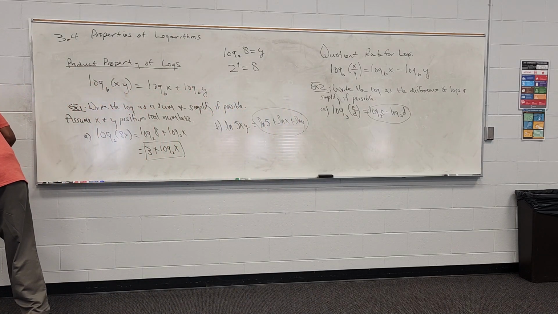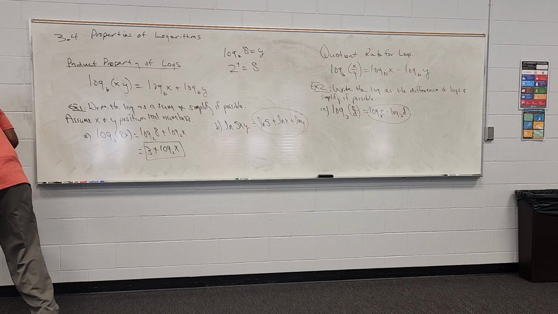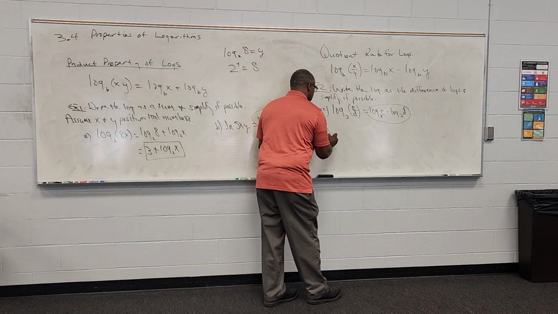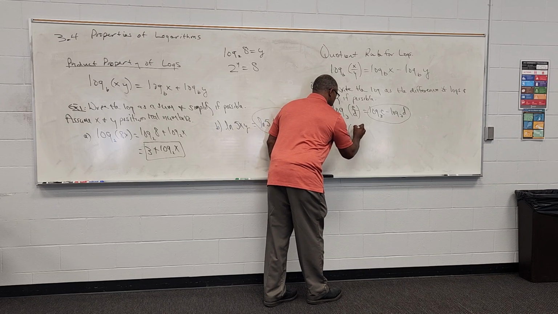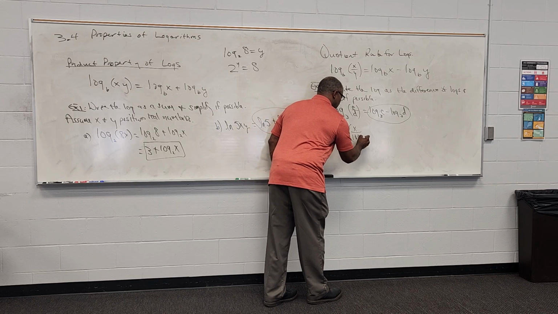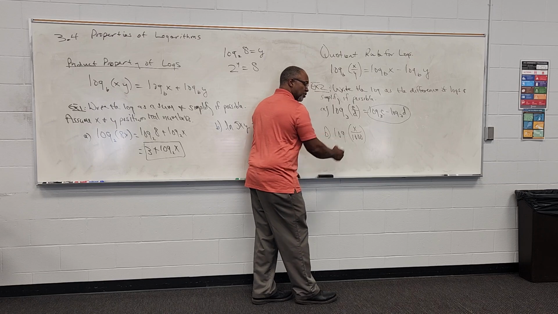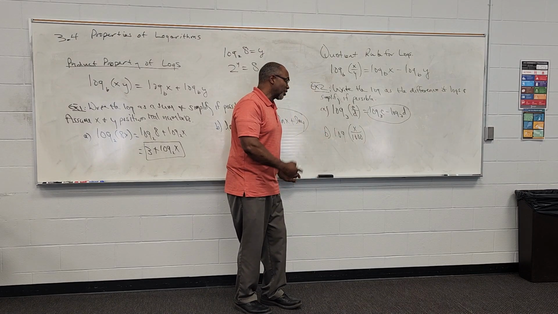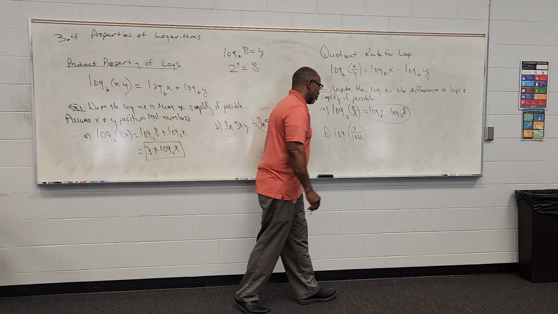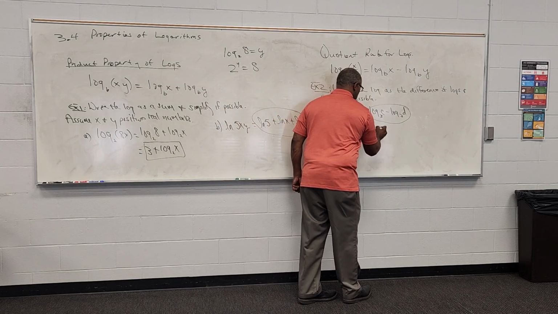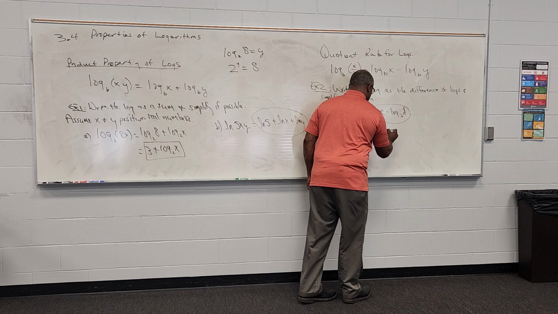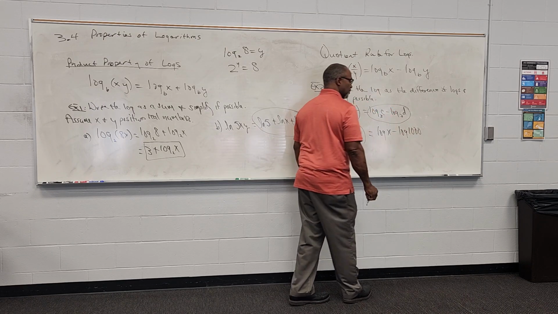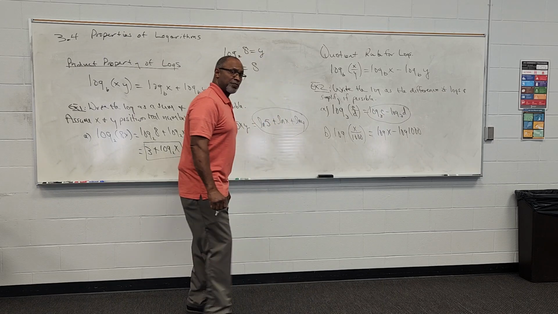B says log of x over 1,000. Well, whenever the base is missing, we said that that's the common logarithm. So that's log to the base 10 of x over 1,000. According to that rule, this is log to the base 10 of x minus log to the base 10 of 1,000. And again, simplify if possible.